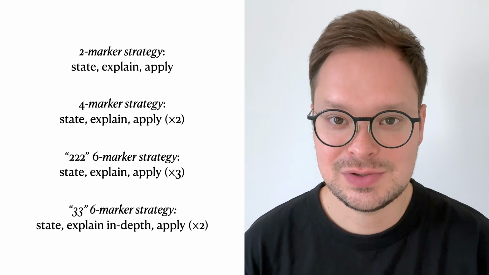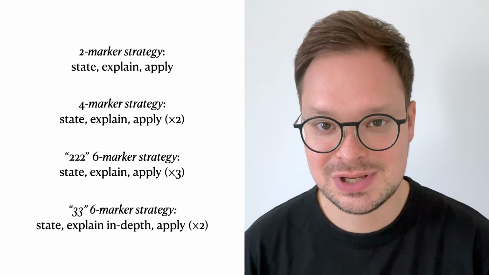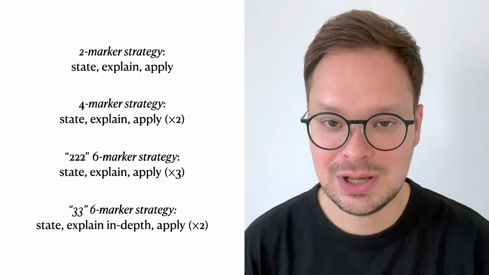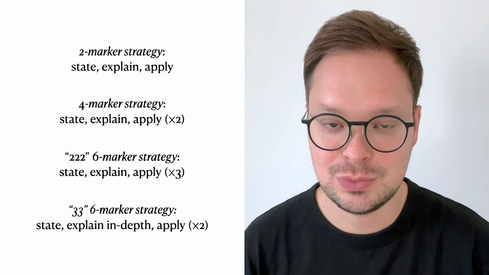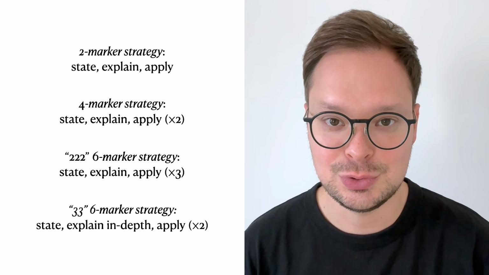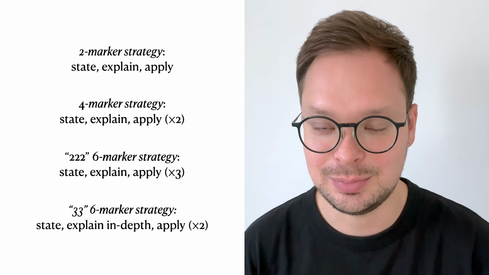In AO2 questions for 2 markers and 4 markers or double 2 markers, and 2 plus 2 plus 2 6 markers or triple 2 markers, you gotta apply the strategy state, explain, apply. If it's a 2 marks question, then all you do is state, explain, apply. If it's a 4 marker, you do state, explain, apply twice. If it's a 6 marker, you do state, explain, and apply 3 times. Now, what is state, explain, and apply?